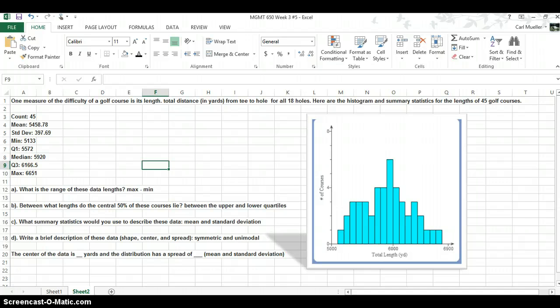One measure of the difficulty of a golf course is its length. The longer, the more difficult. Professional golf courses run several thousand, maybe 7,000 yards. What we have here is a summary of a survey of 45 golf courses, specifically the length in yards. And our histogram is right over here.